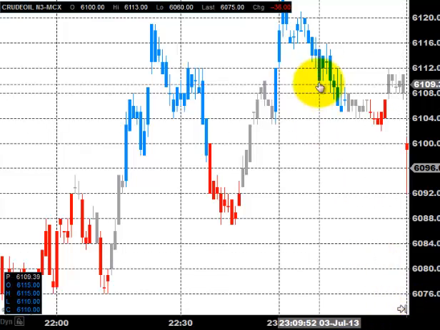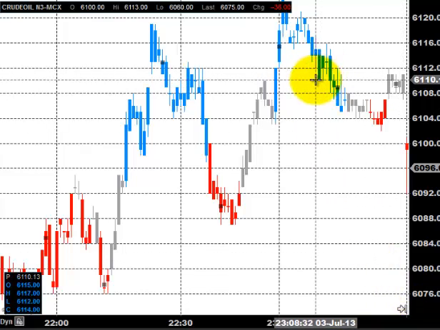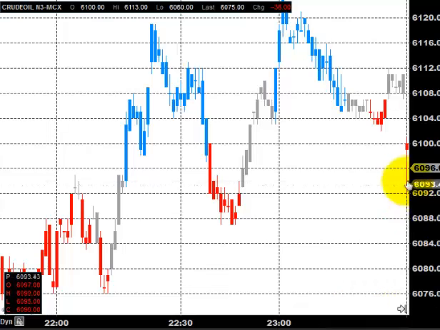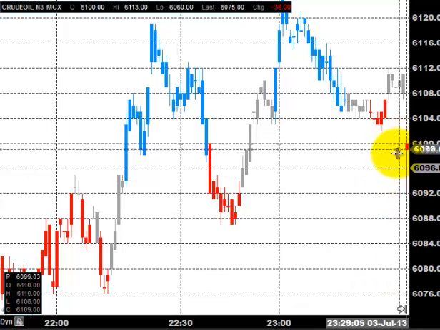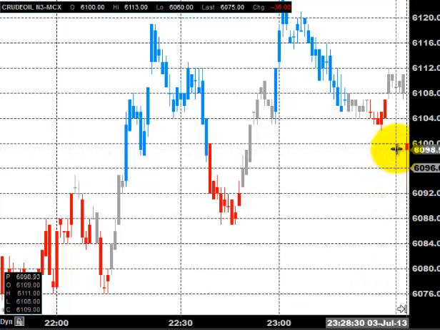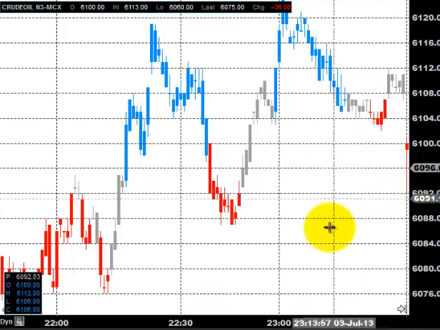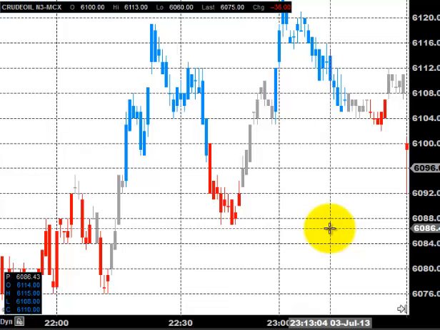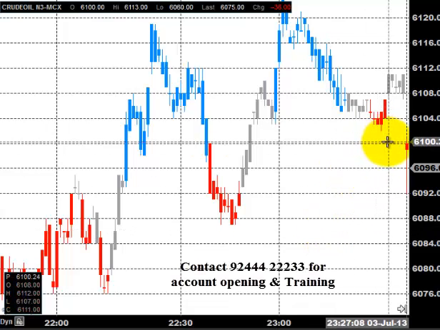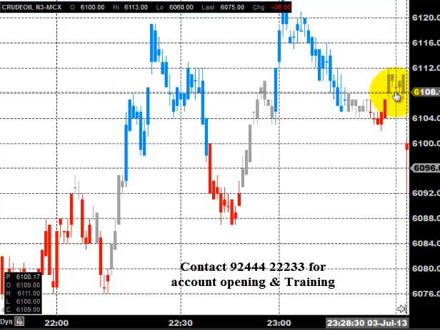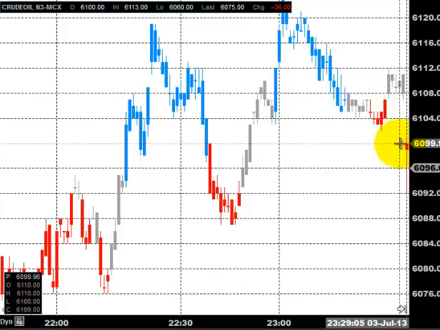Whenever I place the cursor on any particular candlestick, you can see the date and time below. So you can see this is the price opening. Yesterday the market opened somewhere around the 6100 zone. If you see the price opening, there is not much difference between the previous day's price closing and yesterday's price opening.